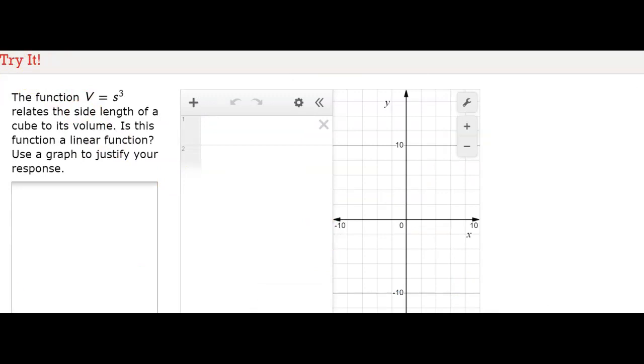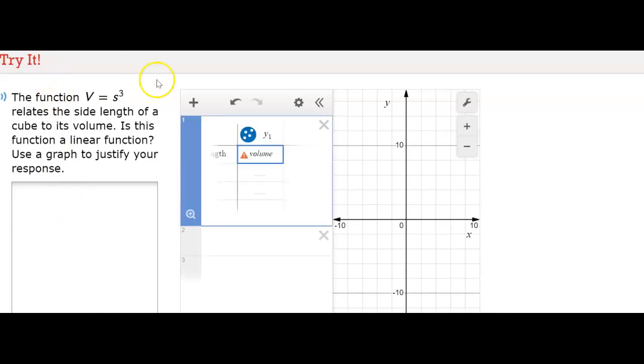The function V = s cubed relates the side length of a cube to its volume. Is this function a linear function? Use a graph to justify your response. So I started to create a table. I'm following these steps from example number 2 where they had the table. So I labeled this first column side length. I couldn't label it up here, so I put it here. And the second column is for the volume.